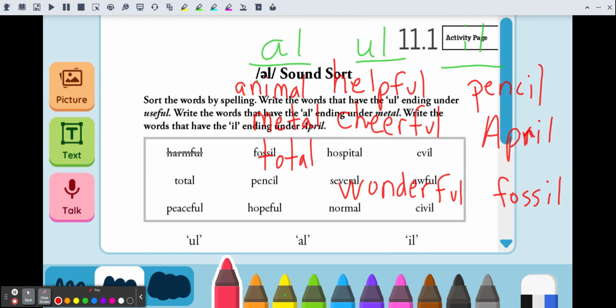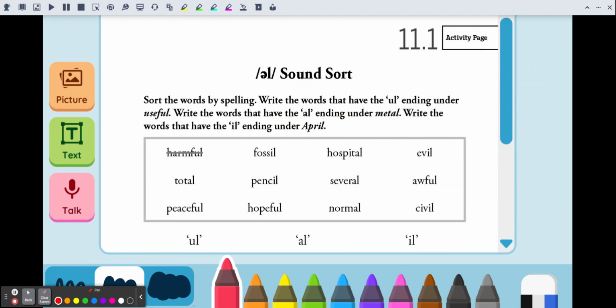Let's look at activity page 11.1. On activity page 11.1, the words in the box all contain the sound combination OL. Some of them have the spelling UL, some IL, and some AL. You're going to sort the words according to the spelling used for the OL sound combination, placing each word in the appropriate column. The first one has been done for you.